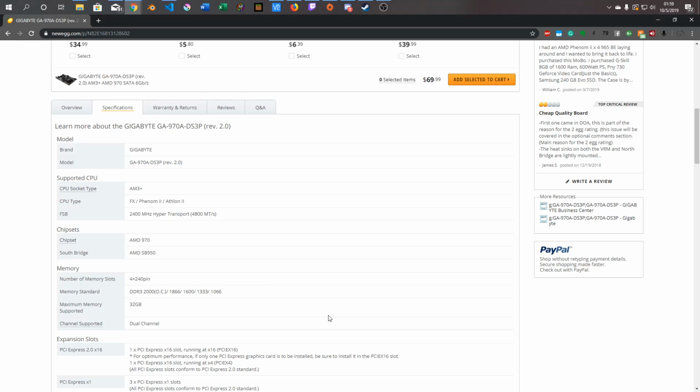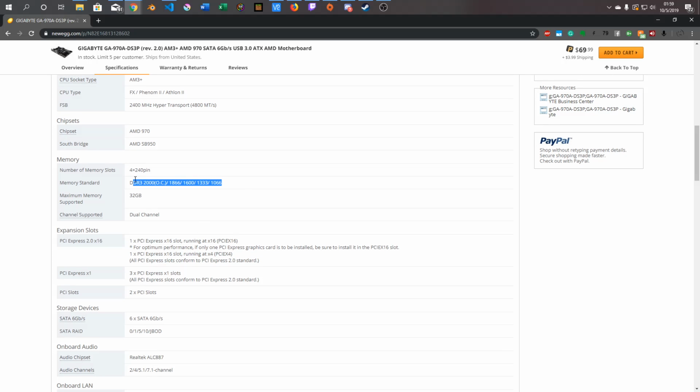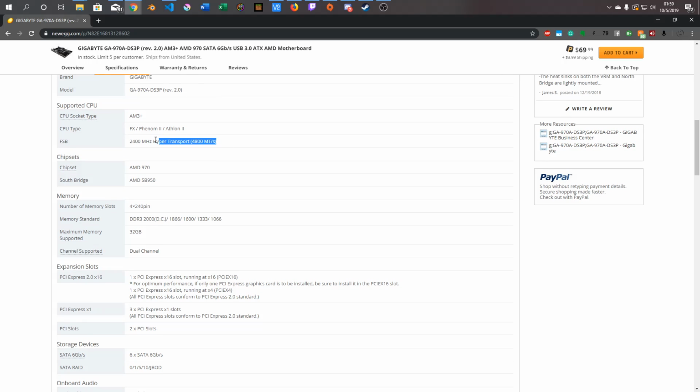Okay? So, first thing we're going to look at is the memory standard. Right here, you have the memory type, which is DDR3, and the memory speed. So this is how fast it can go. Wait, no, hold on. No, I'm not looking at the RAM. Oh, wow, I made a horrible mistake. Okay, so this is the type. This whole thing is the type that it can take. So DDR3 up to 2000 if it's overclocked, DDR3 1866.